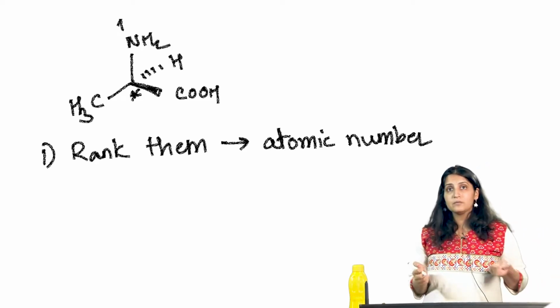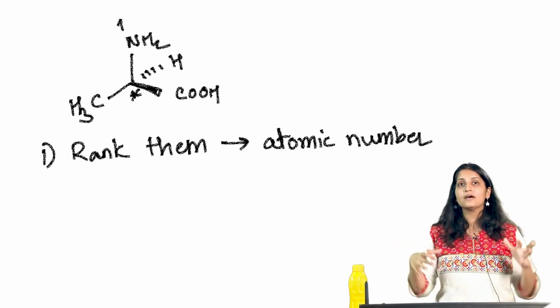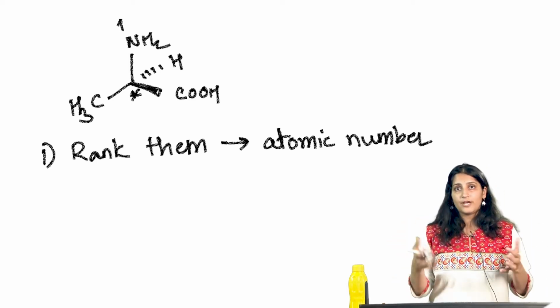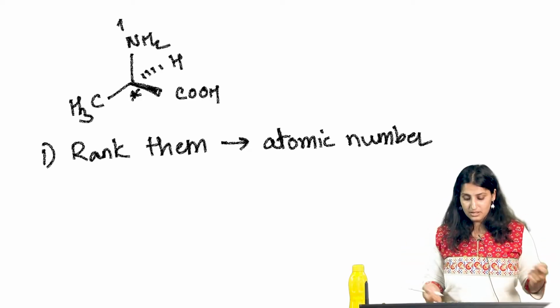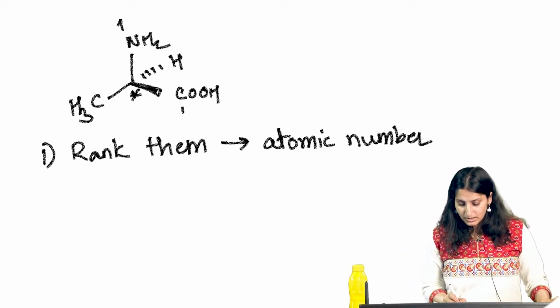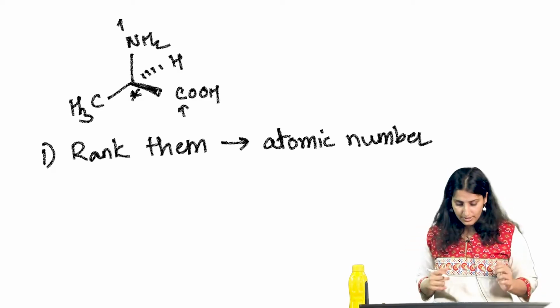Now, I have two carbons, and both the carbons have the same atomic number, so I cannot differentiate. What I do next is look at the next attachment. For example, this carbon here is attached to an oxygen and a hydrogen.